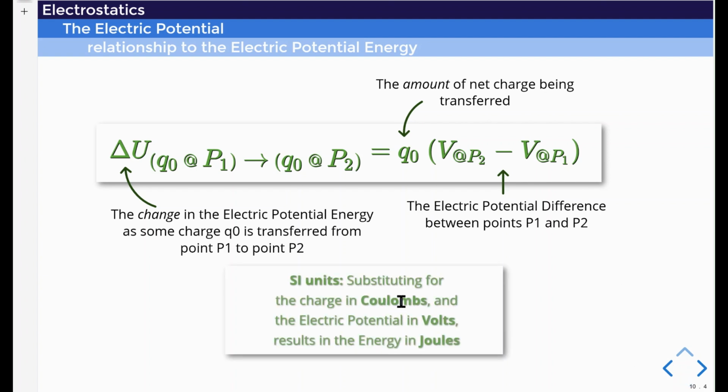Of course, the SI unit for energy is joules. If you put the charge in coulombs and you put the electric potential in volts, then that's coulombs times volts. And remember, a volt is joules per coulomb, so the coulombs cancel and I'm left with joules. So that'll be the unit of energy.